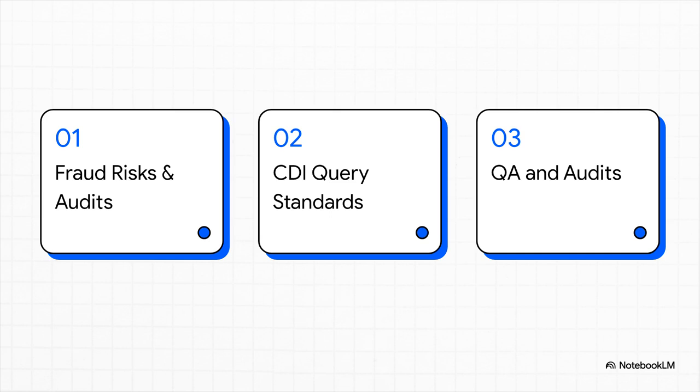All right, let's take a quick look at today's agenda. We're covering 3 core areas. Number 1, fraud risks and audits. Number 2, CDI query compliance standards. And number 3, quality assurance and audits.